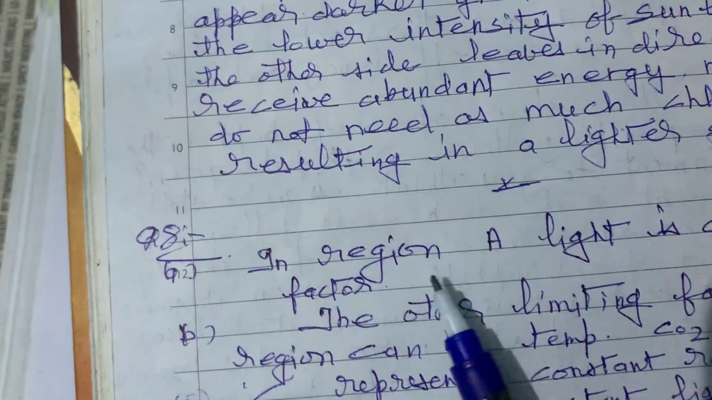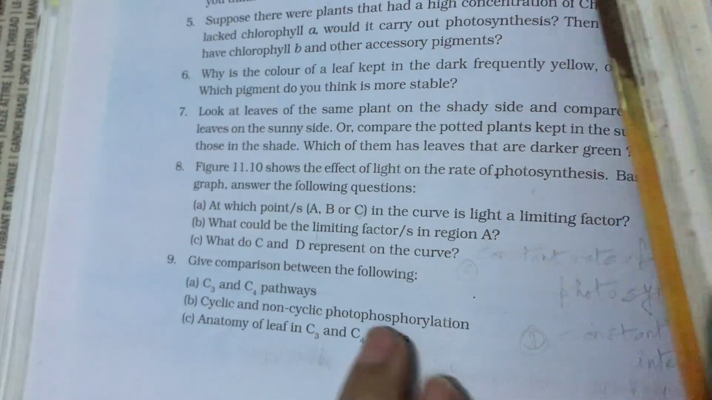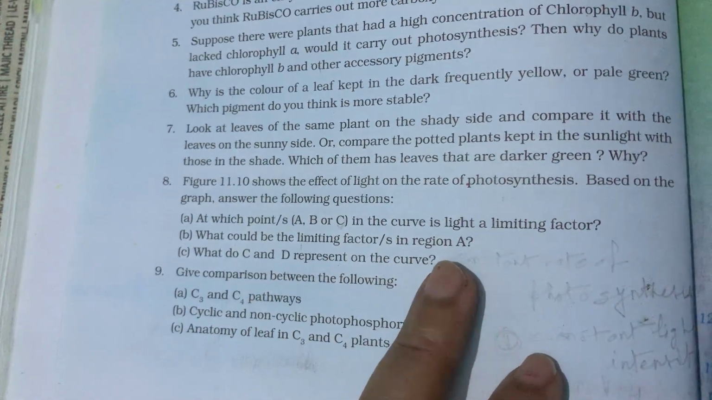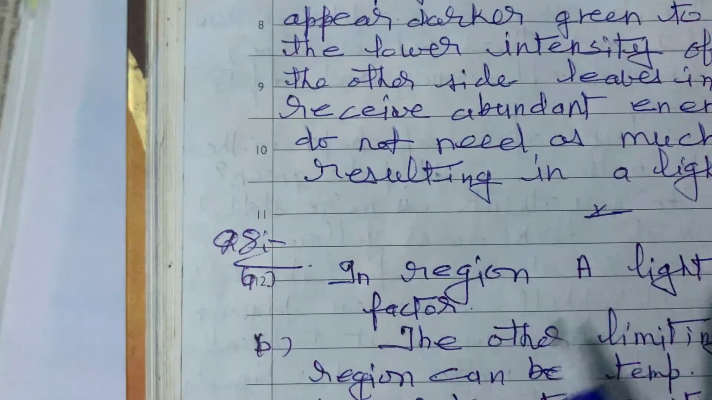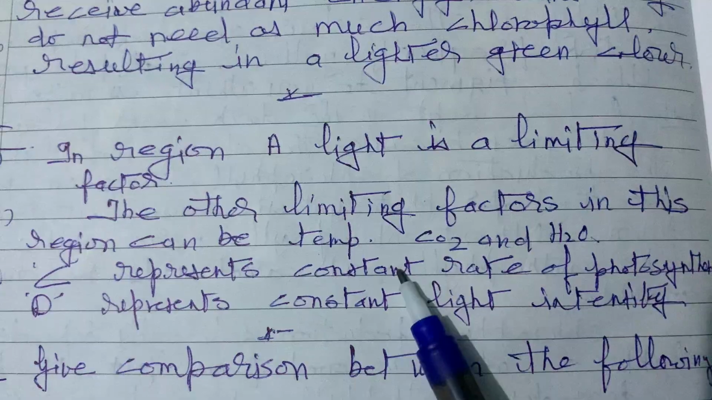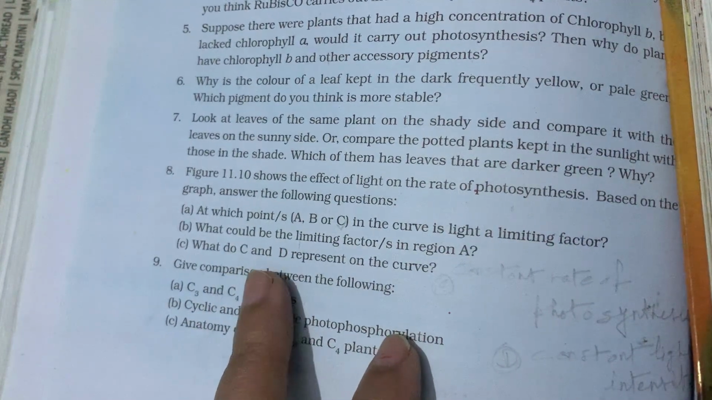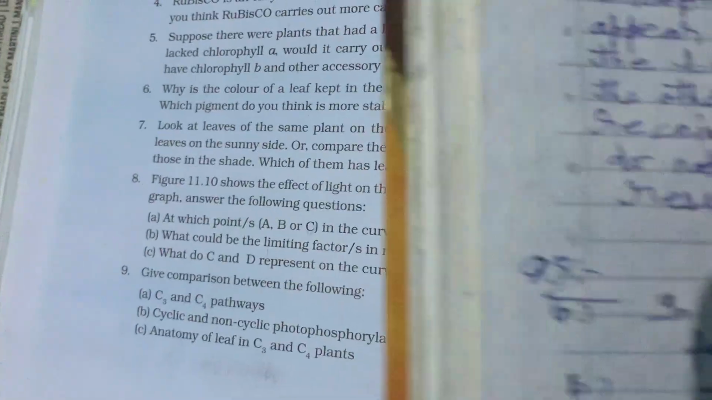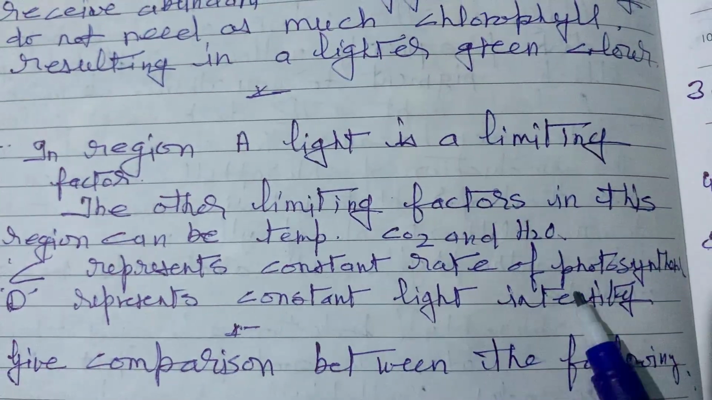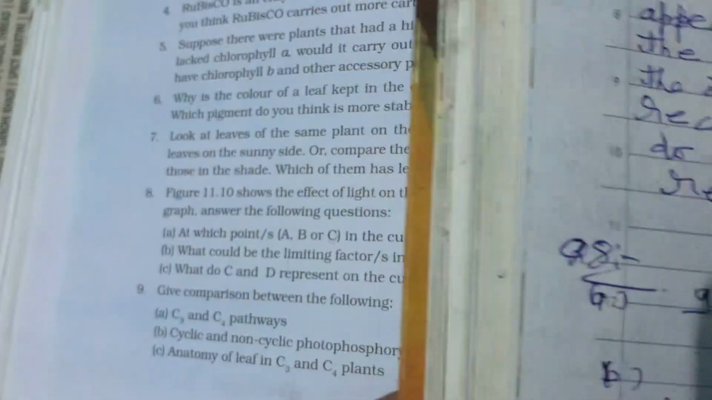Your answer is, in region A, light is the limiting factor. Now, what could be the other limiting factors in region A? अब region A में all limiting factors क्या हो सकते हैं? The other limiting factors in this region can be temperature, carbon dioxide and water. Now here, what do C and D represent on the curve? You can see C represents constant rate of photosynthesis and D represents constant light energy, right?